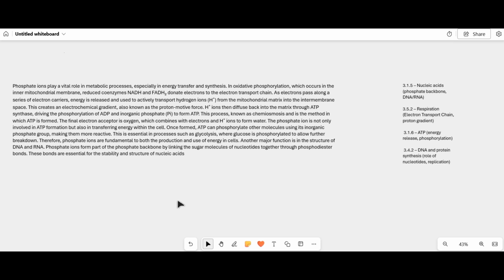to form ATP here. So that's just standard A-level biology. This process is known as chemiosmosis and is the method in which ATP is formed. The final electron acceptor is oxygen, which combines with electrons and H+ to form water.